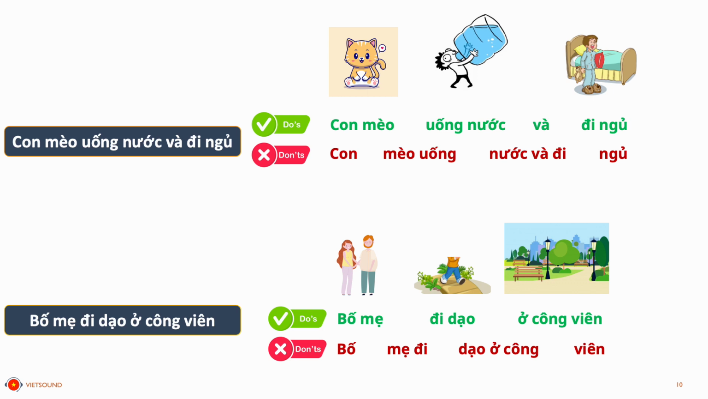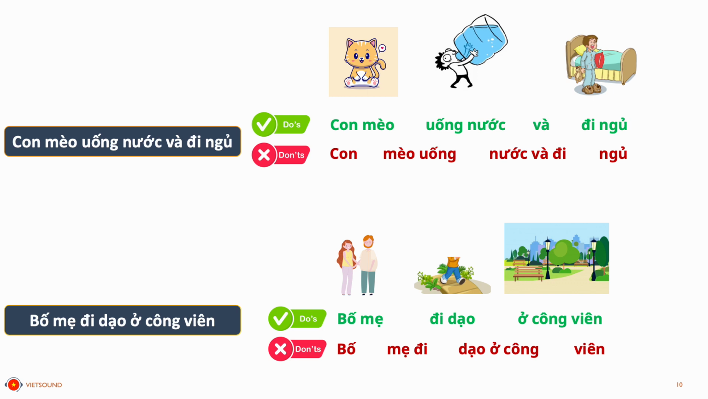And the biggest problem that causes you to be misunderstood is you split the sentence in the wrong place. It means when you say a sentence, you pause in the wrong place. Like, for example, here I have 2 sentences. Okay, let's take a look at the first sentence. It is con mèo uống nước và đi ngủ.